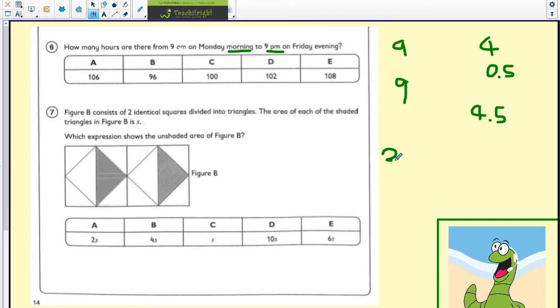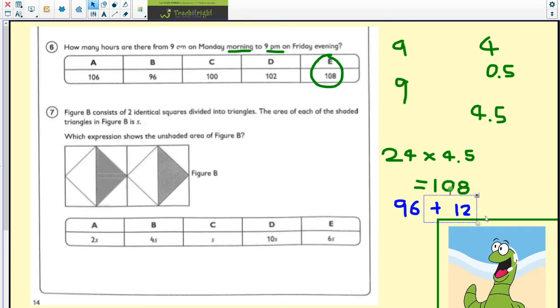Each day is 24 hours. So I want 4 lots of 24 hours plus a half, or 4.5 lots of that. That's one way of doing it. And so the final answer is 108. If I was to split it up and show my working, you might do 4 times 24 plus half of 24. So half of 24 is 12. And then 4 times 24 is going to be 96. And that's how you could have got your 108. That could be your working out in your head.